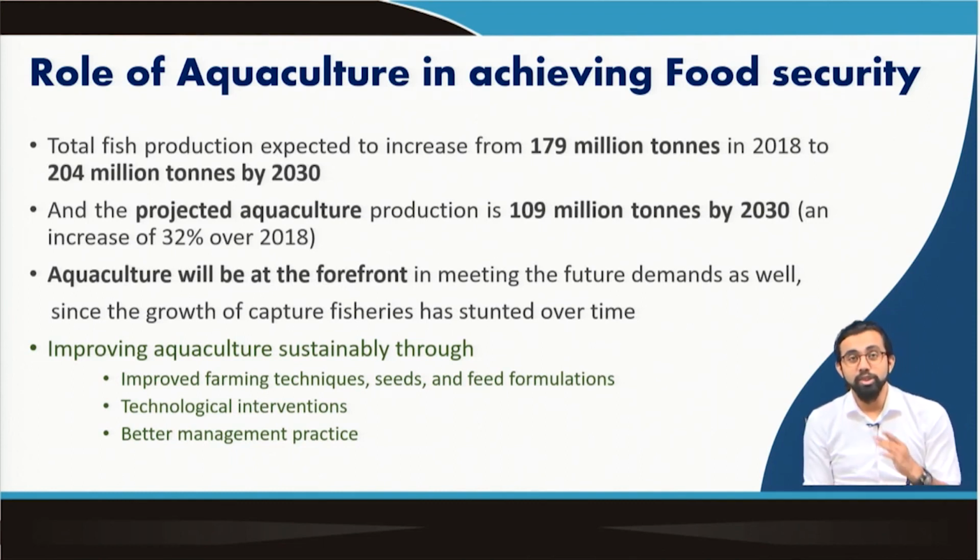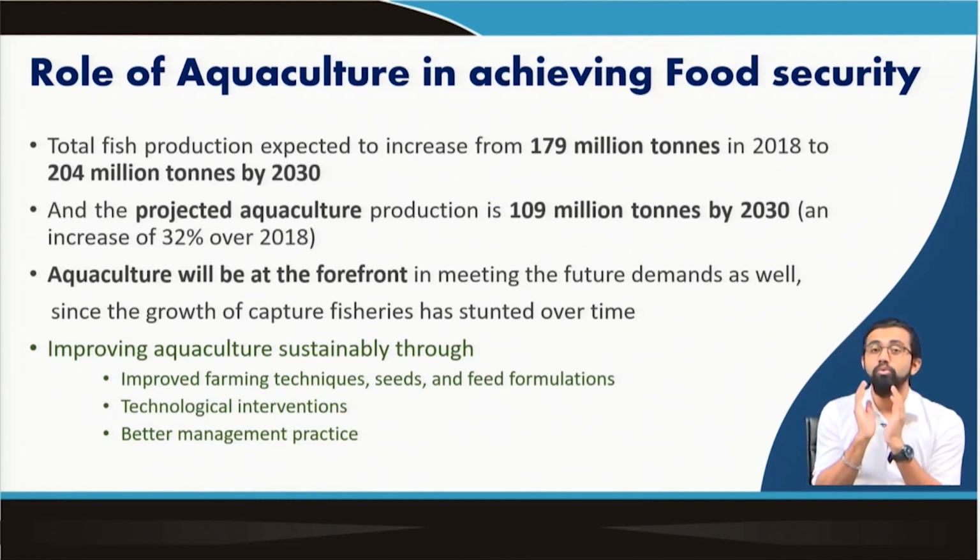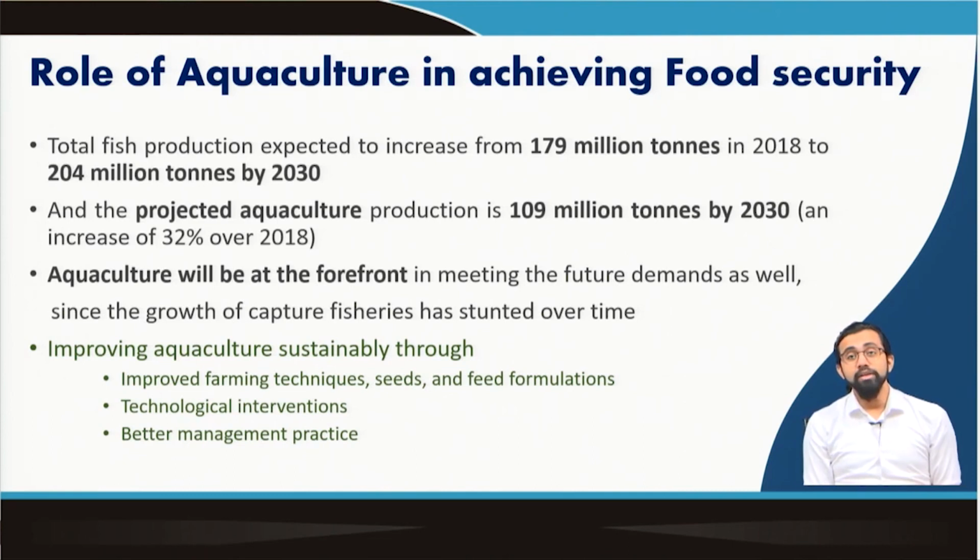The projected aquaculture can go up to 109 million tons by 2030, almost 32% higher than the value projected in 2018. It can be at the forefront in meeting the future demand, both demand for food and demand for non-food uses like pharmaceuticals and all the chemical uses.